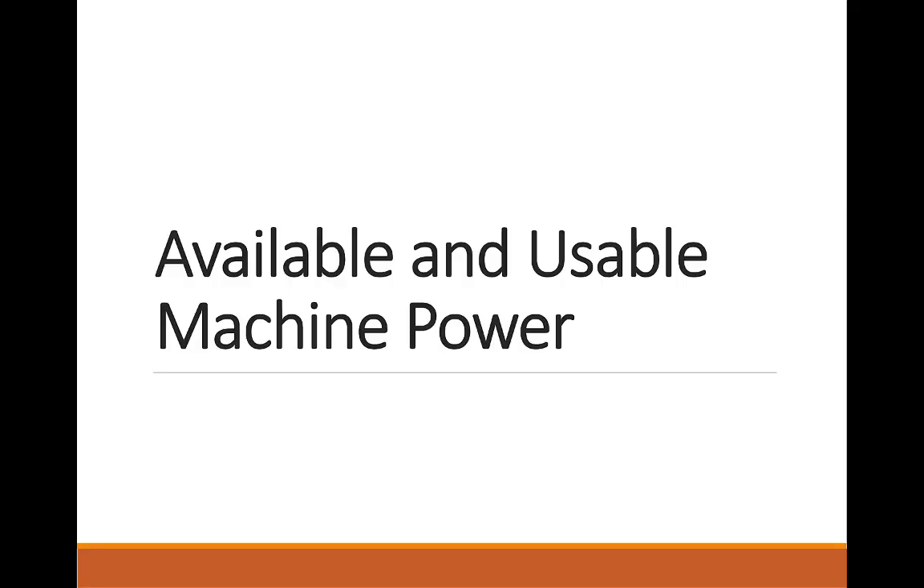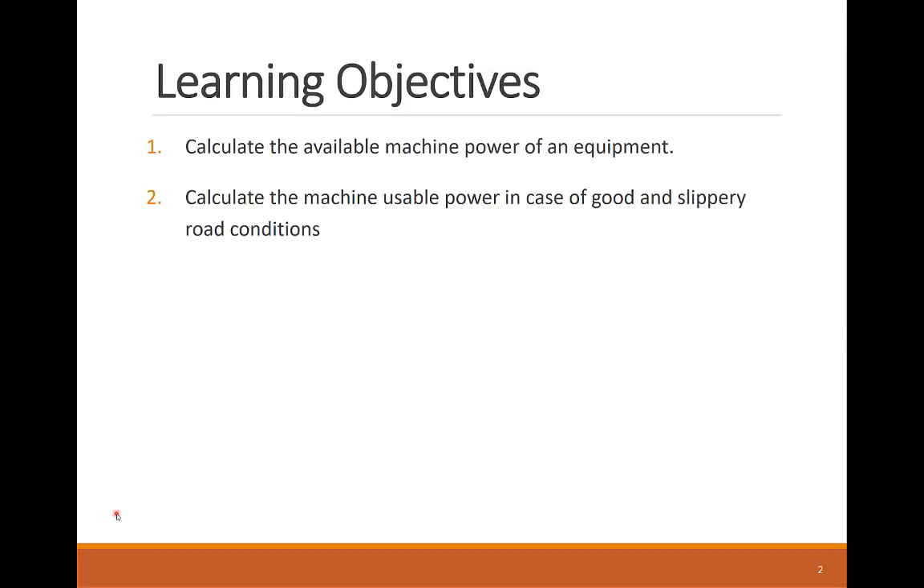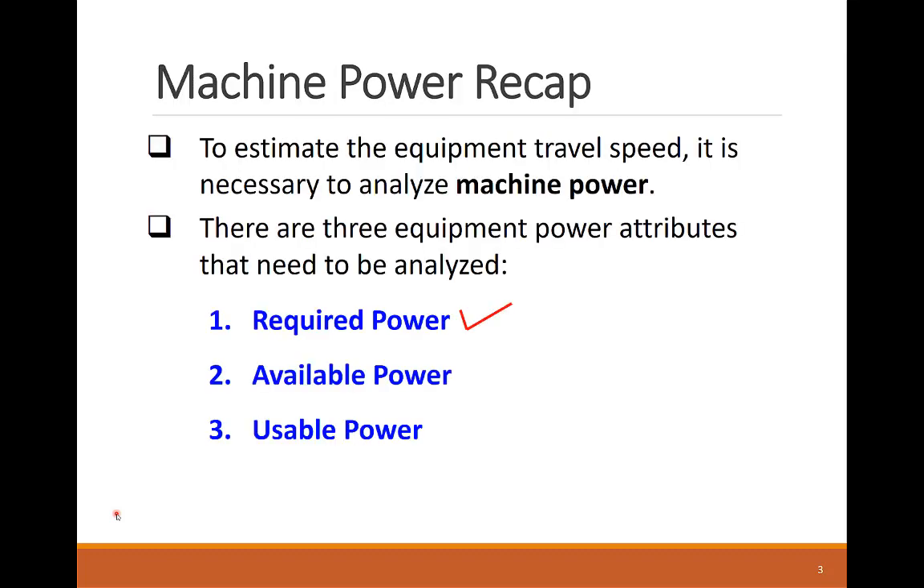Hello and welcome to this lesson video where we'll continue learning about machine power after we learned about the total resistance or required power from the previous video. This video covers the shown two learning objectives. This video is a second part of the machine power lesson. We continue our distinction here between required power, available power, and usable power.